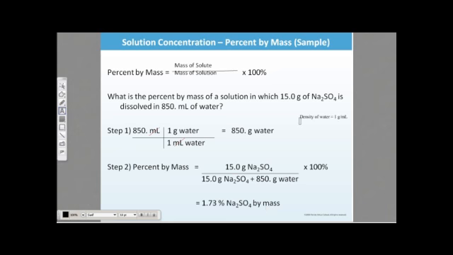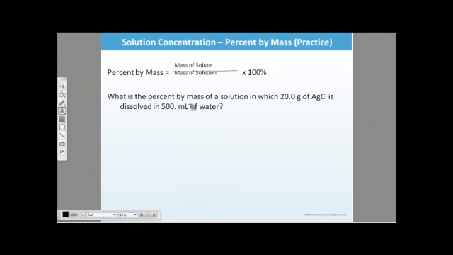So let's look at an example together here, walk through one. All right, what is the percent by mass of a solution in which 20 grams of AgCl is dissolved in 500 milliliters of water? Well, again, if we have 500 milliliters of water, we have 500 grams of water. Now remember when we say water, that is our solvent, our universal solvent. So now we're just going to plug into our formula.